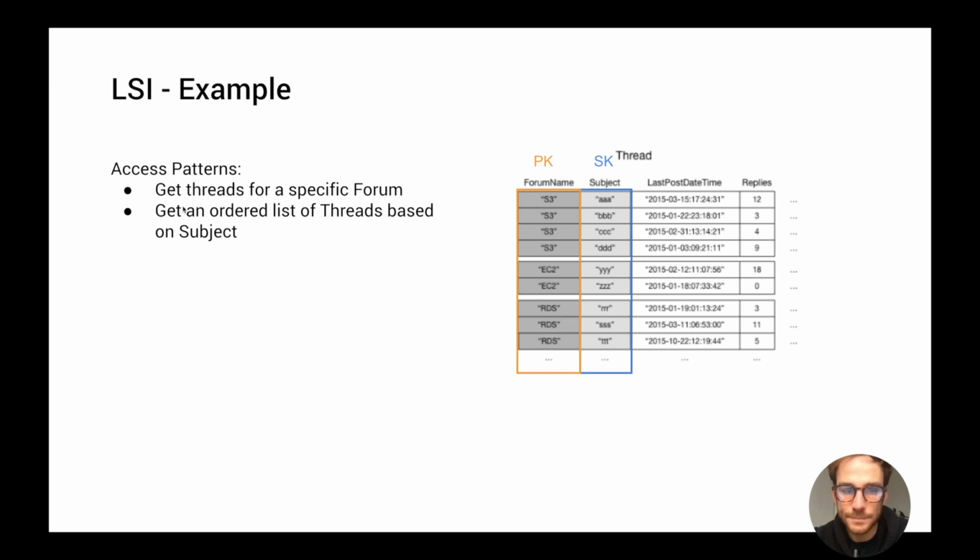For example, I made two here. The first one is getting the threads for a specific forum name. It's easy to query by forum name. For example, S3: give me all the threads with forum name equals S3. It's a straightforward query, and we can do that with this current structure. The second one is getting an ordered list of threads based on subject. This one is also easy because you can, for example, query the table and return all the threads with partition key S3 and subject beginning with the letter A.